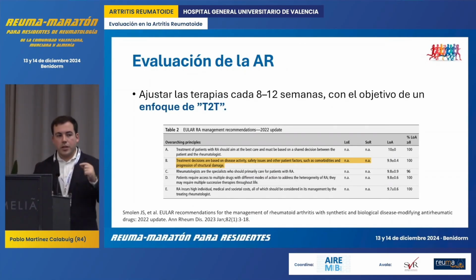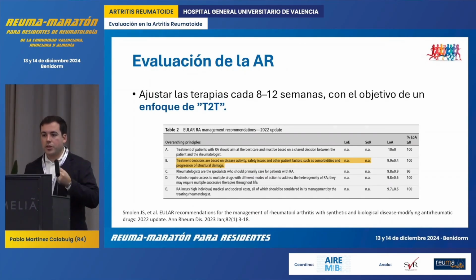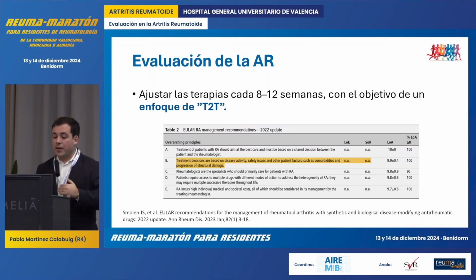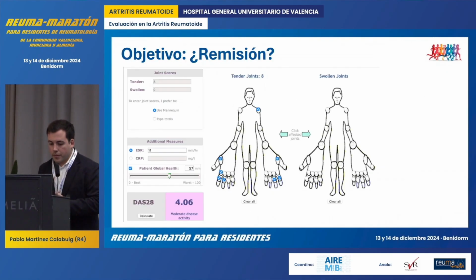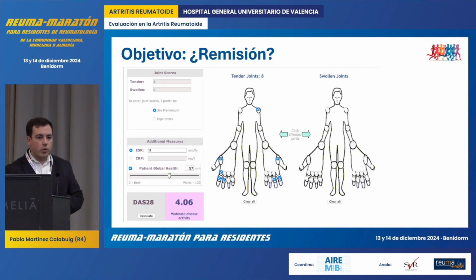Why do we talk about these activity indices? As we've already mentioned, the treatment approach and any changes to it are going to be closely related to the disease activity. And this is very important for making treatment adjustments every 8 to 12 weeks, in line with the T2T, treat to target objective. Let me give you an example that could happen to any of us in our daily practice.